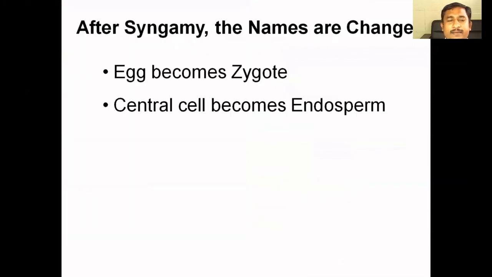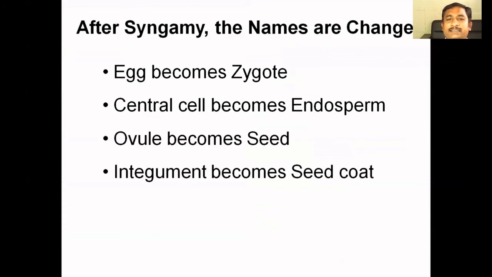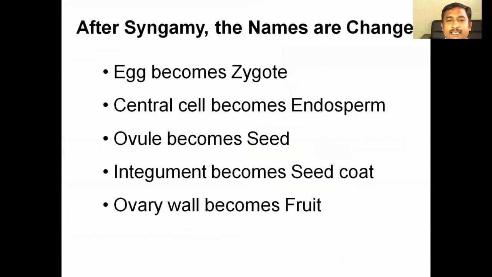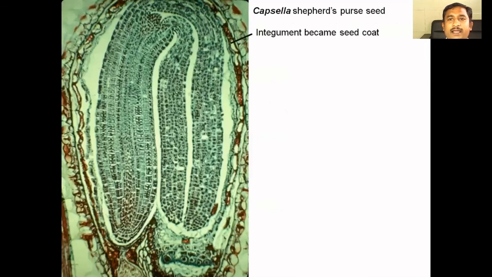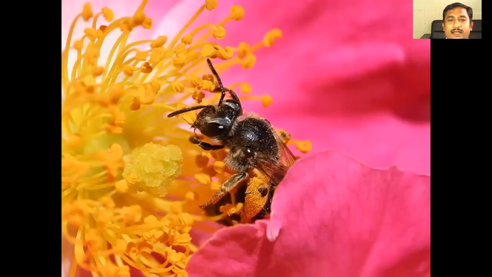Okay, syngamy here means fertilization. In scientific terms, syngamy is called fertilization. And then the egg becomes the zygote. The central cell or polar cell becomes the endosperm, the ovule becomes the seed, the integument becomes the seed coat, and the entire ovary wall becomes the fruit, what we eat. And this is today's lecture.